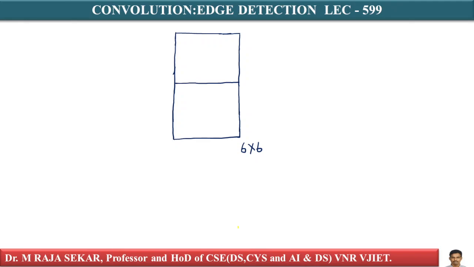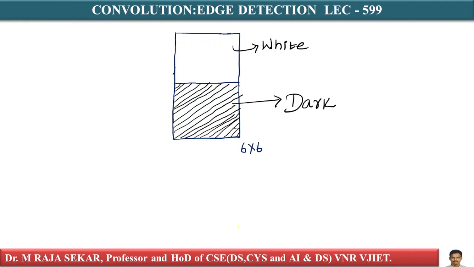Let's assume there is a region of the image which is fully dark. How many regions are there in this particular image? There are two regions, one white and another dark. Let's assume that the lower half of the image is dark and the upper half of the image is white. So the upper half is white, and the lower half is black or dark.